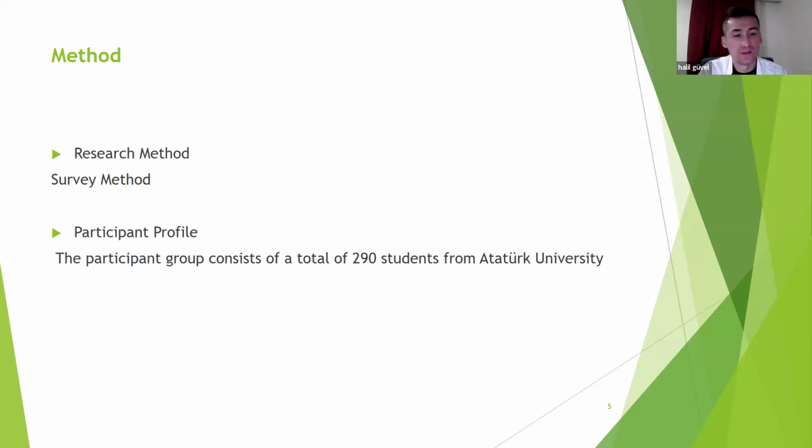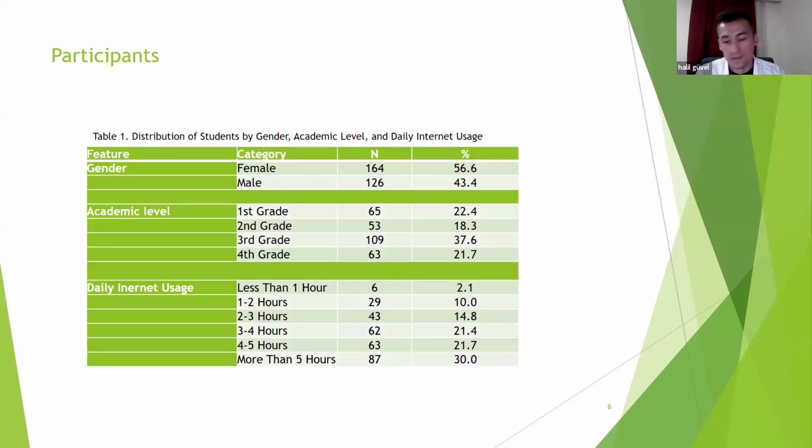Participant profile. The participant group consists of a total of 290 students from Atatürk University in Turkey. Right now, you can examine the data I took from the study: gender, academic level, and daily internet usage. I collected this data from the students over almost one year.